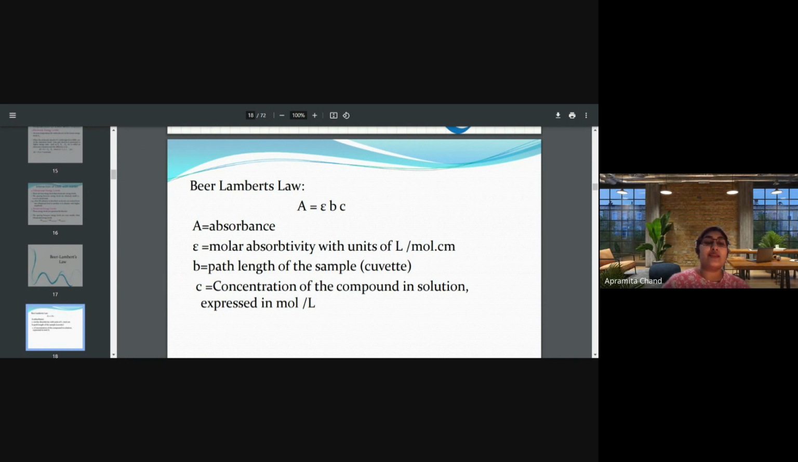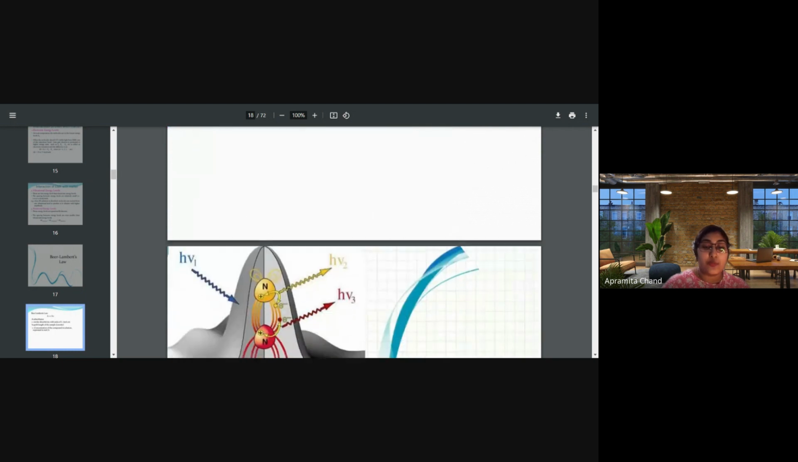Okay, so A is the absorbance. Epsilon is the molar absorptivity, with units of liter per mole centimeter. L or B is the path length of the sample, that is, the cuvette, the container you are taking the sample in. And C is the concentration of the compound in the solution. Now that is expressed in moles per liter. In many cases you will also see it as moles per dm cube.